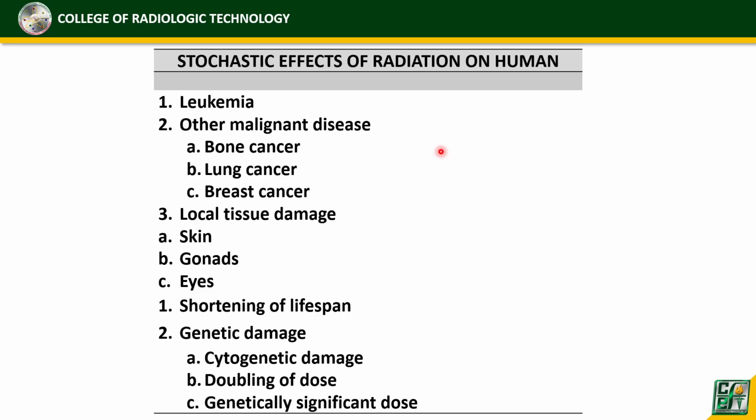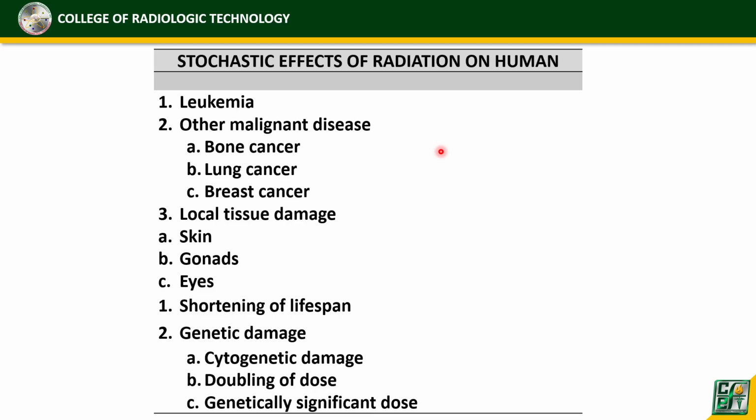Next, these are the stochastic effects of radiation in humans. Leukemia and other malignant diseases such as bone cancer, lung cancer, and breast cancer. Local tissue damage includes skin, gonads, and eyes. In comparison to the deterministic effects, there are no eyes but there are extremities. Here in the stochastic effects, there are eyes, but no extremities.